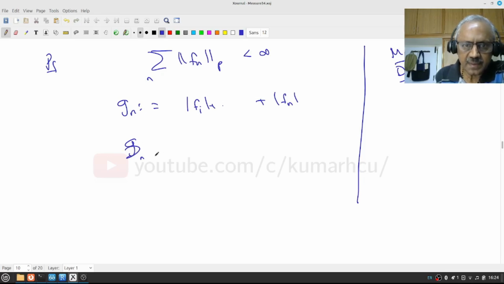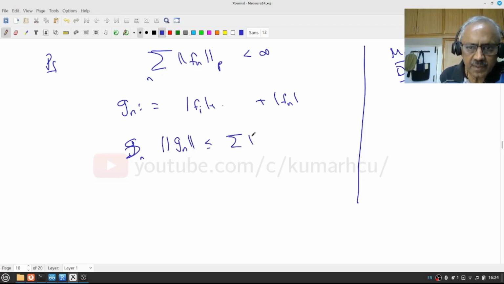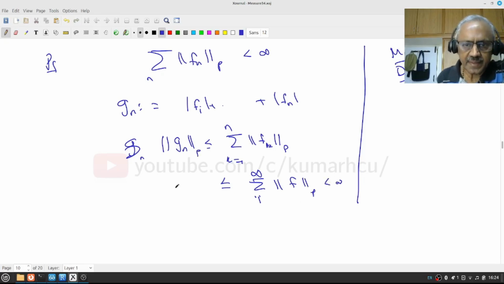Now notice that the LP norm of Gn is less than or equal to the sum of the LP norms of Fk, k equal to 1 to n, but that is less than or equal to the sum from 1 to infinity of the LP norms of Fk, which is finite. Therefore, for each n, Gn belongs to LP.